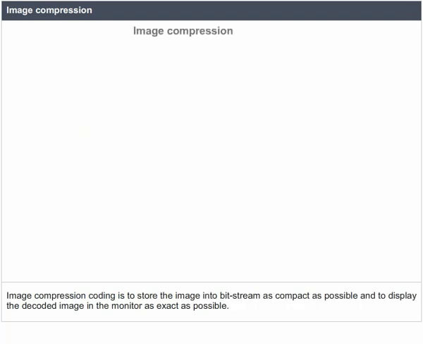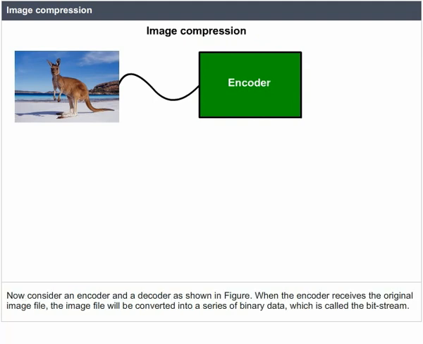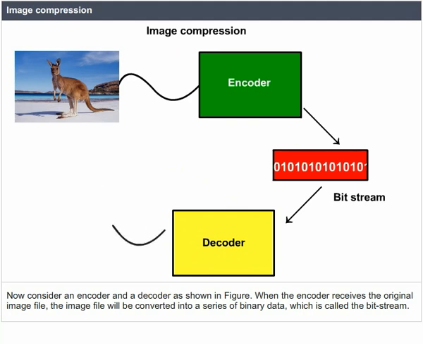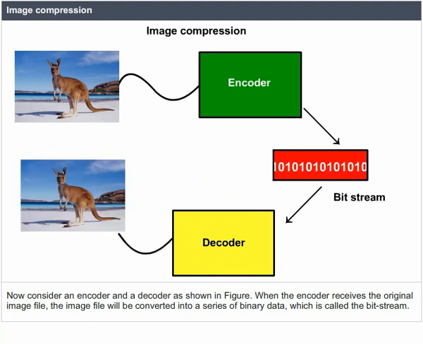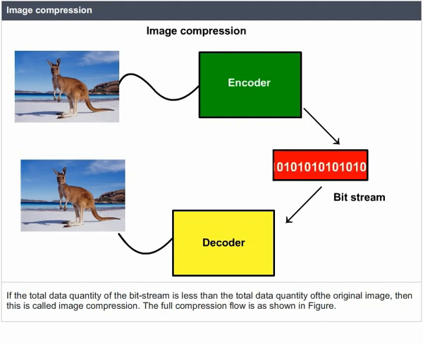Image compression coding is to store the image into a bit stream as compact as possible and to display the decoded image on the monitor as exactly as possible. Now consider an encoder and a decoder as shown in the figure. When the encoder receives the original image file, the image file will be converted into a series of binary data, which is called the bit stream. The decoder then receives the encoded bit stream and decodes it to form the decoded image. If the total data quantity of the bit stream is less than the total data quantity of the original image, then this is called image compression. The full compression flow is as shown in the figure.